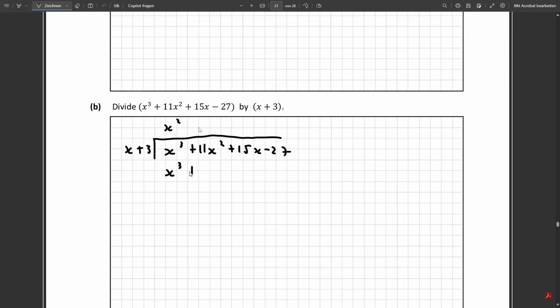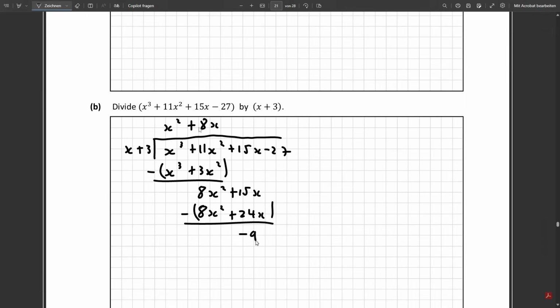Then x squared times 3 gives us 3x squared, and then we subtract this thing off. The reason I don't like this is because these are just a bunch of random steps that you have to memorize. I prefer to have an understanding. So x times that gives us 8x, multiply them back, we get 8x squared, 8x times x, then 8x times 3 is 24x, and we subtract this off. And then this will give you minus 9x, because this number is bigger. Then you have minus 27, no x. So yeah, that's 15 minus 24, that's why it's negative.